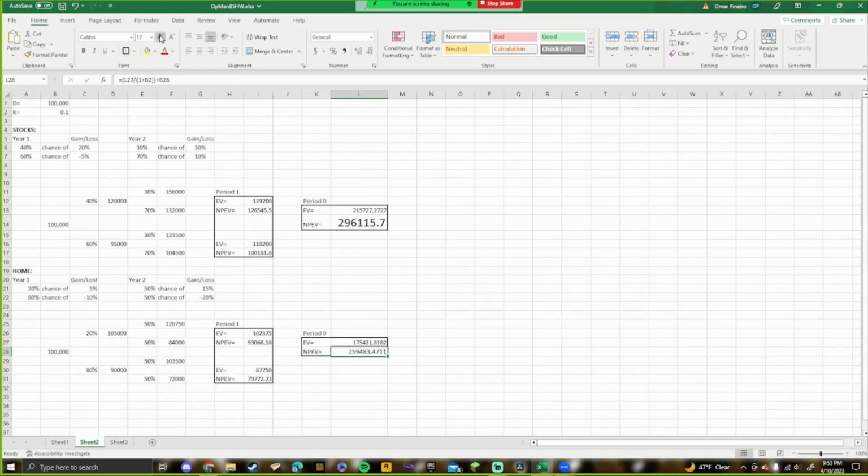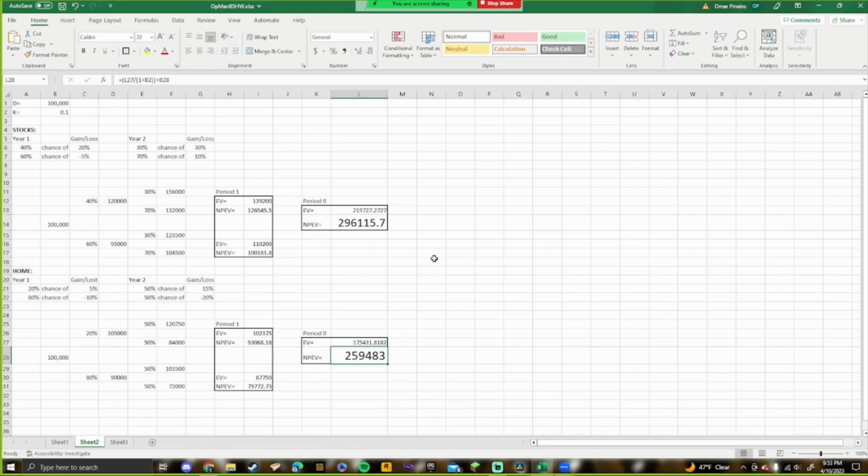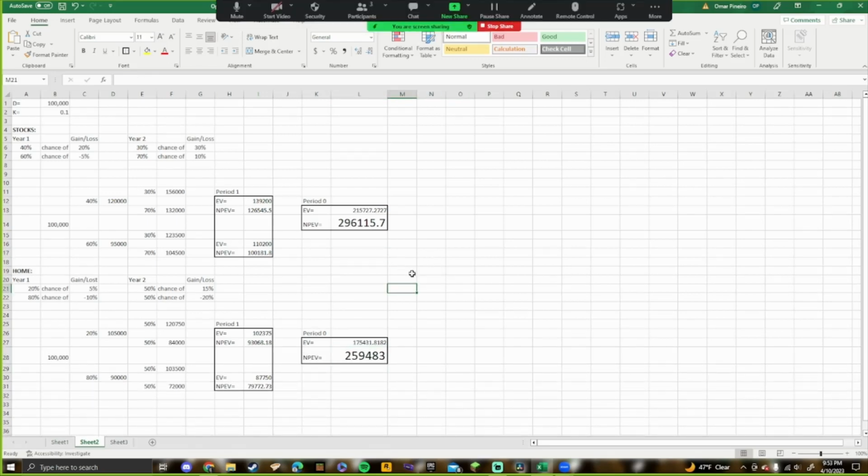So the most important numbers that are here, right there, which one is bigger? The stock one. Right. So the stock value is higher than the value of buying a home. So since the homework question is asking, use the NPV methodology to see which option is better for you for the next 2 years. So using the NPEV method, you realize that the stock option is better for you in the next 2 years because its value is higher than that of the home value. And that's it.